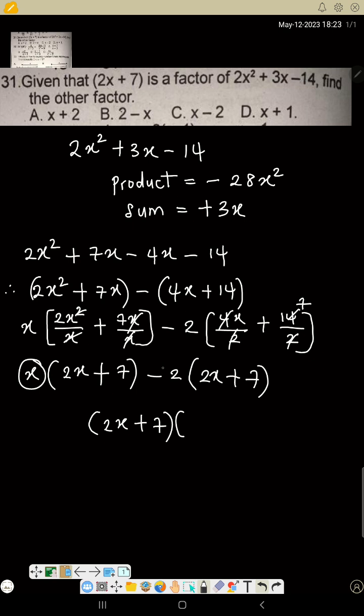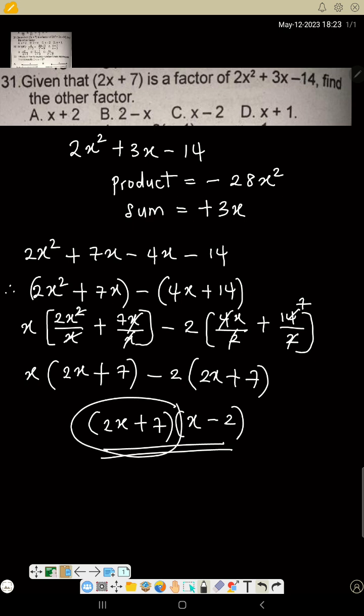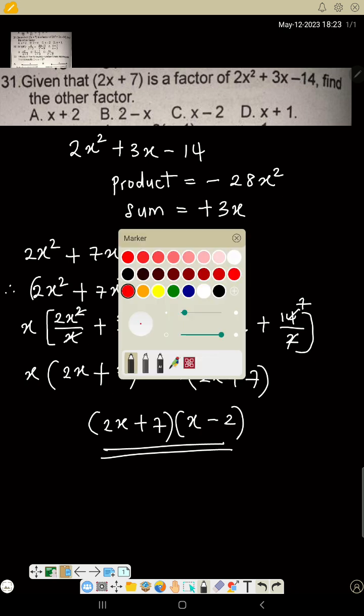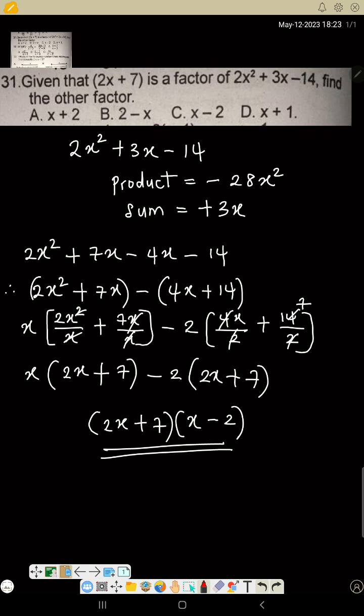Now take the outside number also. So that is x minus 2. So you will see we have the two factors now. So that means 2x plus 7 and x minus 2. So the other factor is x minus 2. So that means the correct option is C. So they gave us this 2x plus 7. This is it here. So this other factor, x minus 2, is here.